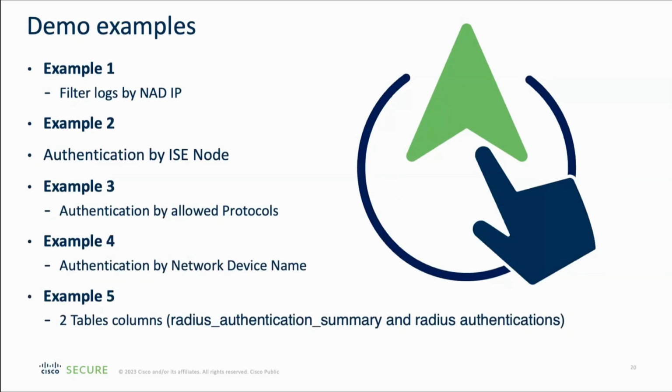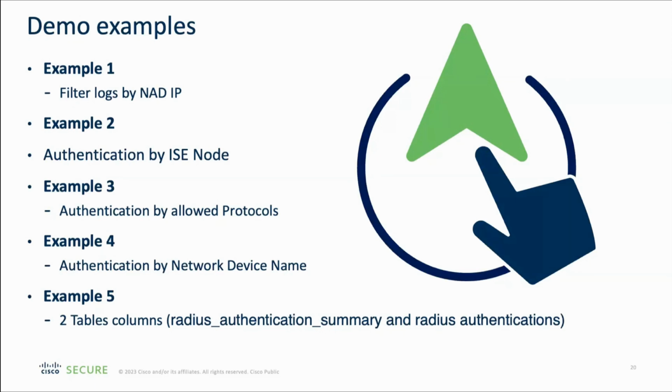If you go to RADIUS LiveLogs and you want to filter the NAT IP, it won't allow you, at least for RADIUS LiveLogs, because it's only available for IPv4 and IPv6. If you want to filter by IP, you will need to go to the reports. So that's going to take a little bit more time. The second example is about getting the authentication by ISE node or by allowed protocols, authentication by network device name.